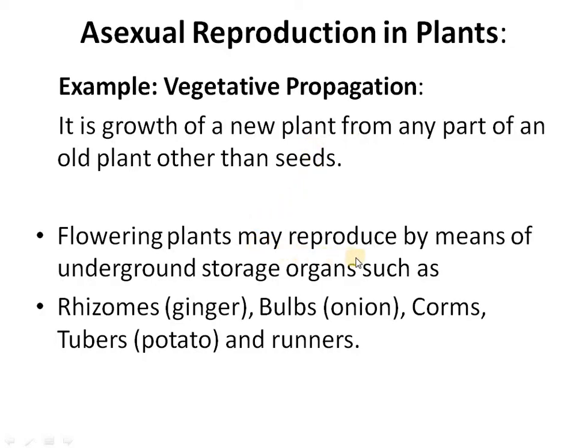Flowering plants may reproduce by means of underground storage organs. These are the natural ways how the plant is reproducing by asexual manner. It involves the formation of rhizomes, for instance ginger, bulbs, for example onion, corms, tubers, that is the potato, and the runners. So these are the natural ways by which the plant reproduces by means of underground storage organs.